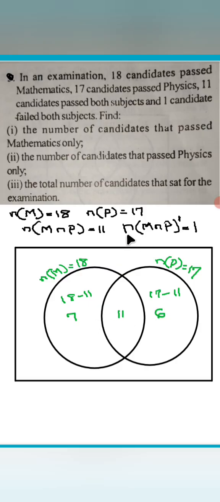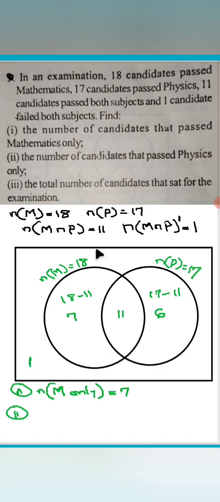So those that fail will be outside the circle here, so I'll have 1 here. Then let's answer the question. The first question says the number of candidates that pass mathematics only. So I'll say the number of mathematics only is equal to those present inside the mathematics circle only, so that is 7. And 2 says the number of candidates that pass physics only, pretty much the same. So I have P only, so this is 6.